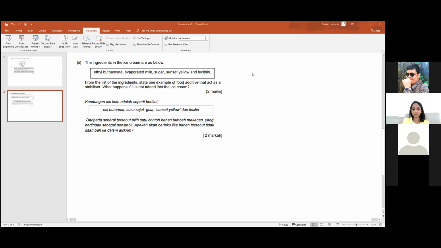A layer of oil and water. It will form two layers actually. Okay, the ice cream will form two layers, one layer of water and one layer of oil. So yes, that's the correct answer. Okay, very simple, very easy. Five marks there.